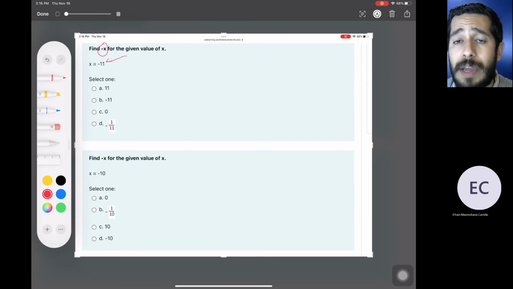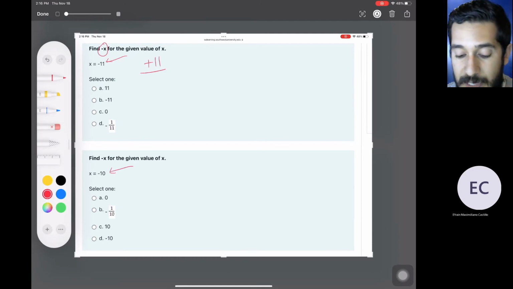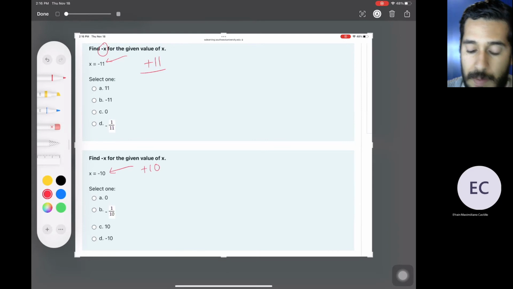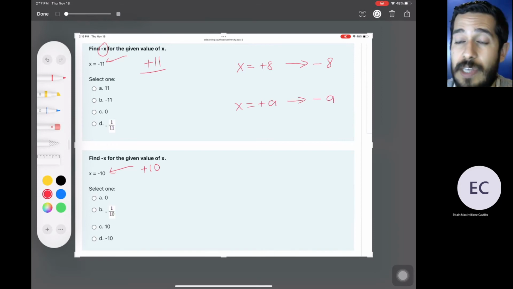Okay, in absolute value, you have to get rid of the sign, right? When you have your absolute value bars, you get rid of the sign. But when you're thinking about negative x, or the opposite, you have to switch the sign. So the opposite of negative 11 in this case will be positive 11, right? And the opposite of negative 10 will be positive 10. If I were to find the opposite of positive 8, then that would be negative 8. If I were to find the opposite of positive a, whatever value you want to think of, then the opposite is negative a. You've got to change the signs.